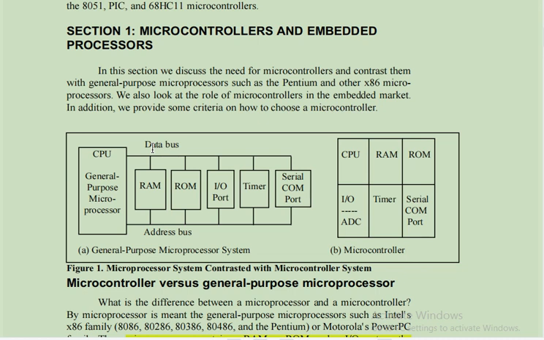You will look at this block diagram. It shows a general purpose microprocessor system and a microcontroller: CPU, RAM, ROM, input and output, ADC, timers, serial COM port, data bus. First is the CPU, general purpose microprocessor, data bus, RAM, ROM, address bus. This is the data bus. This is the address bus. These are the components, and the whole diagram is said to be the general purpose microprocessor system.